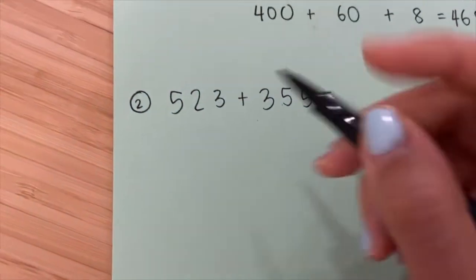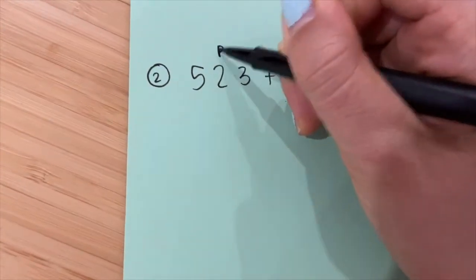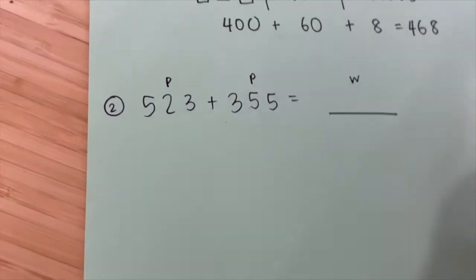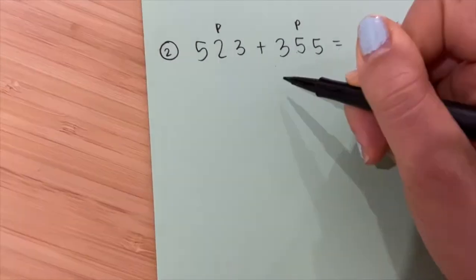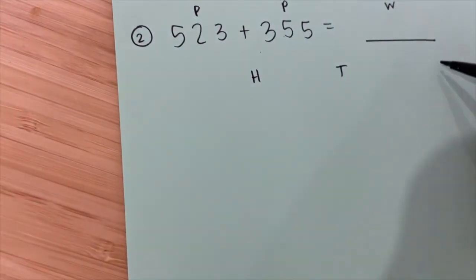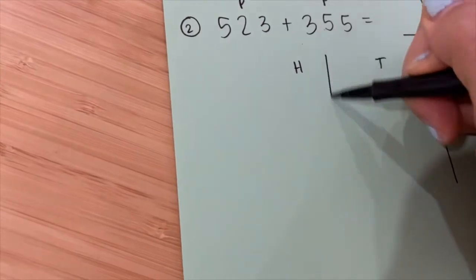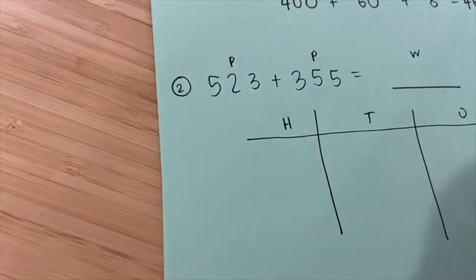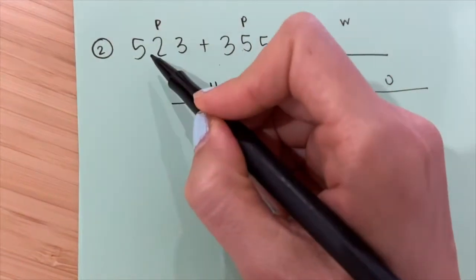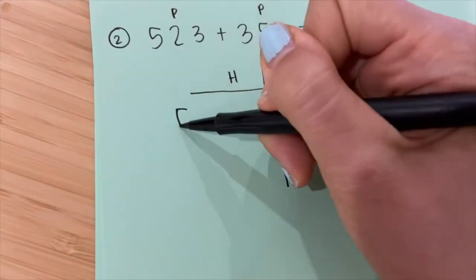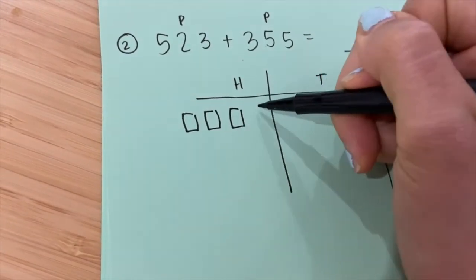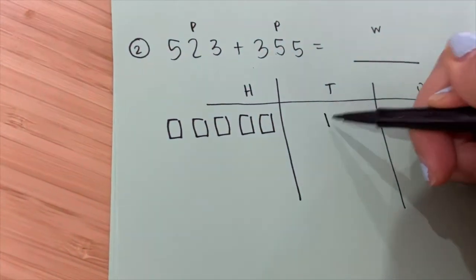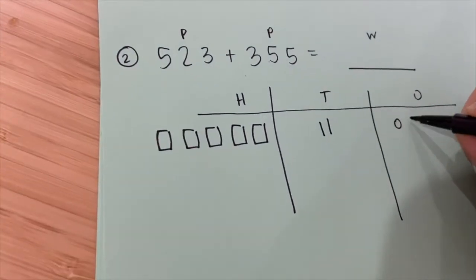Let's check to see if you got this right. 523 is a part, 355 is a part, equals my whole. I'm missing my whole, that means I need to add. I'm going to draw my hundreds, tens, and ones chart to keep my work neat and organized. I'm going to draw the first number on top, 523. That means I need to draw 5 hundreds. 1, 2, 3, 4. Ooh, running out of space. 5. 2 tens. 1, 2. And 3 ones. 1, 2, 3.